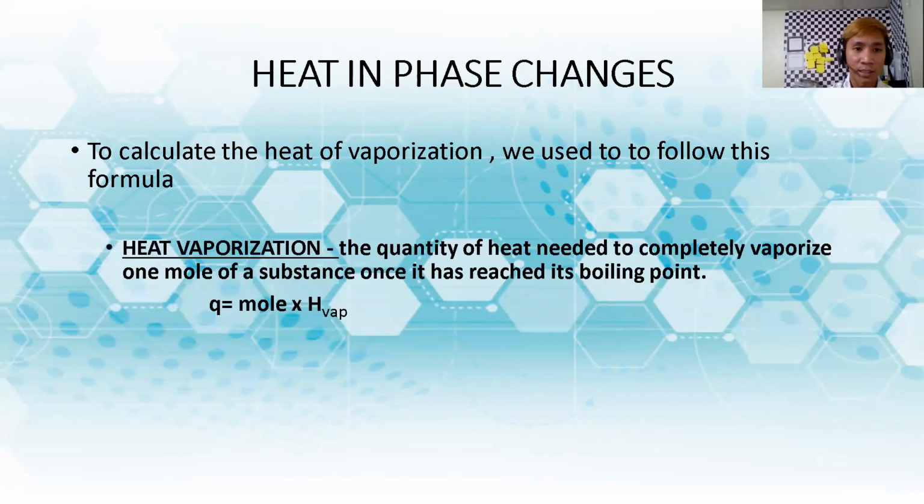Next one is heat of vaporization. We follow this kind of formula. Heat of vaporization is the quantity of heat needed to completely vaporize 1 mole of a substance once it has reached its boiling point. So the formula is heat is equal to mole times heat of vaporization. Again, I'm going to create another video on how to compute the heat of vaporization.